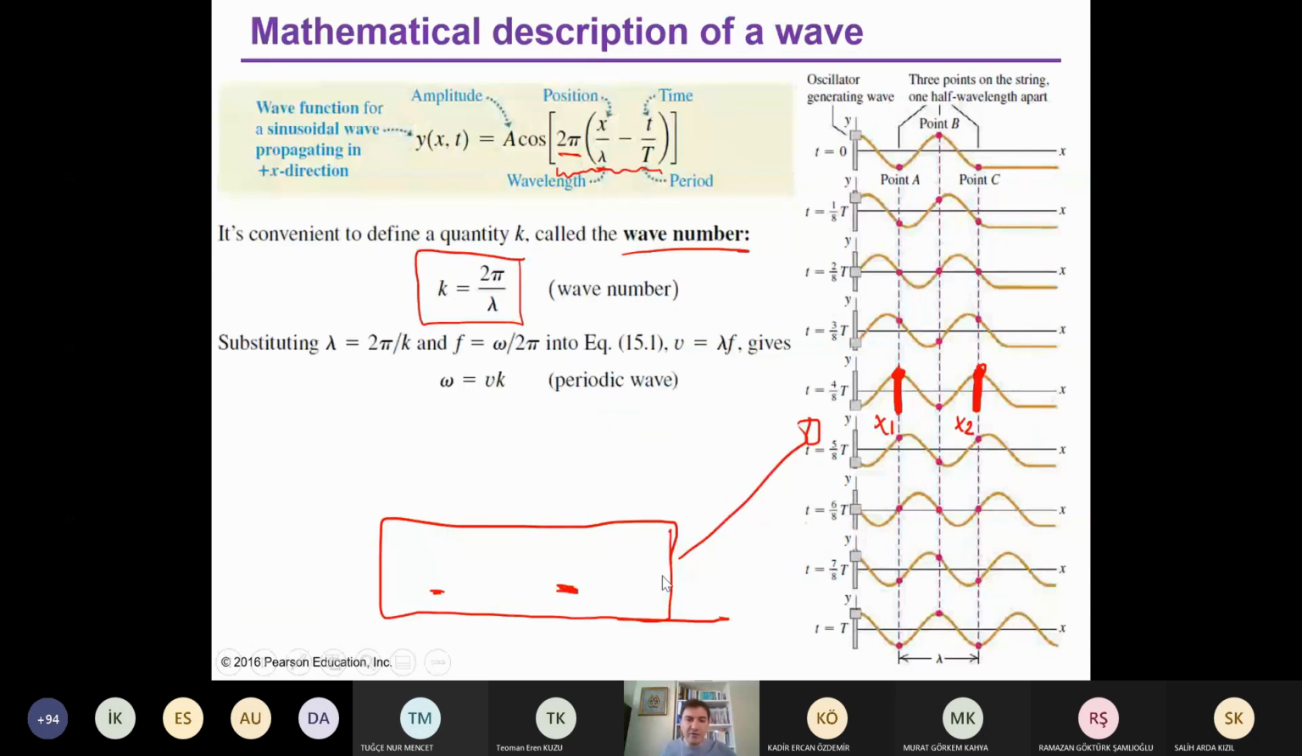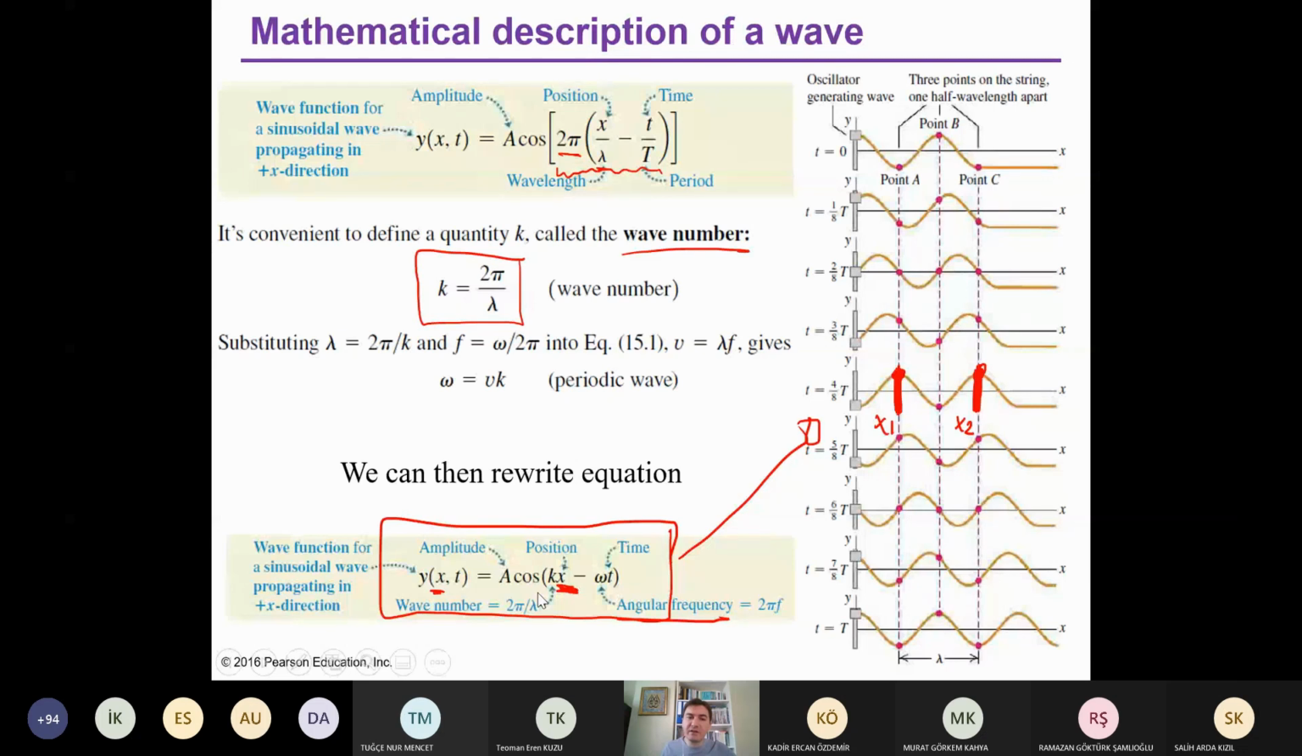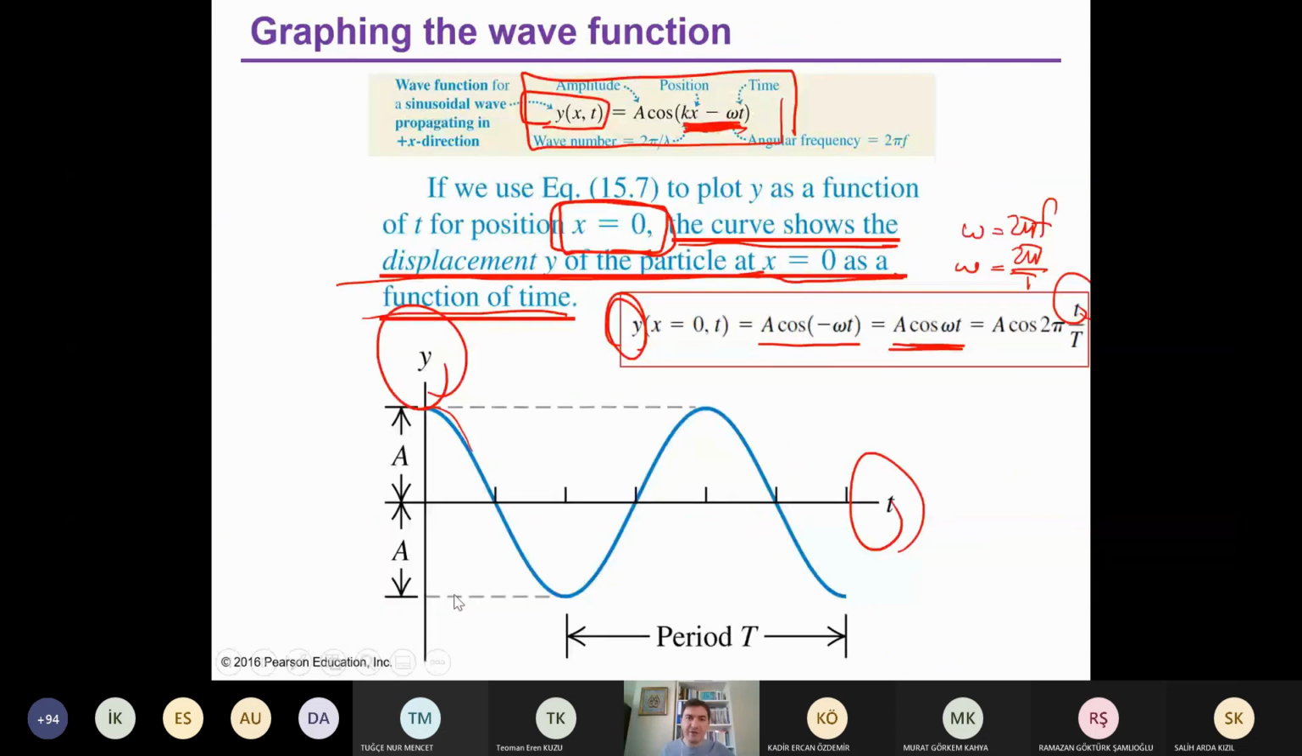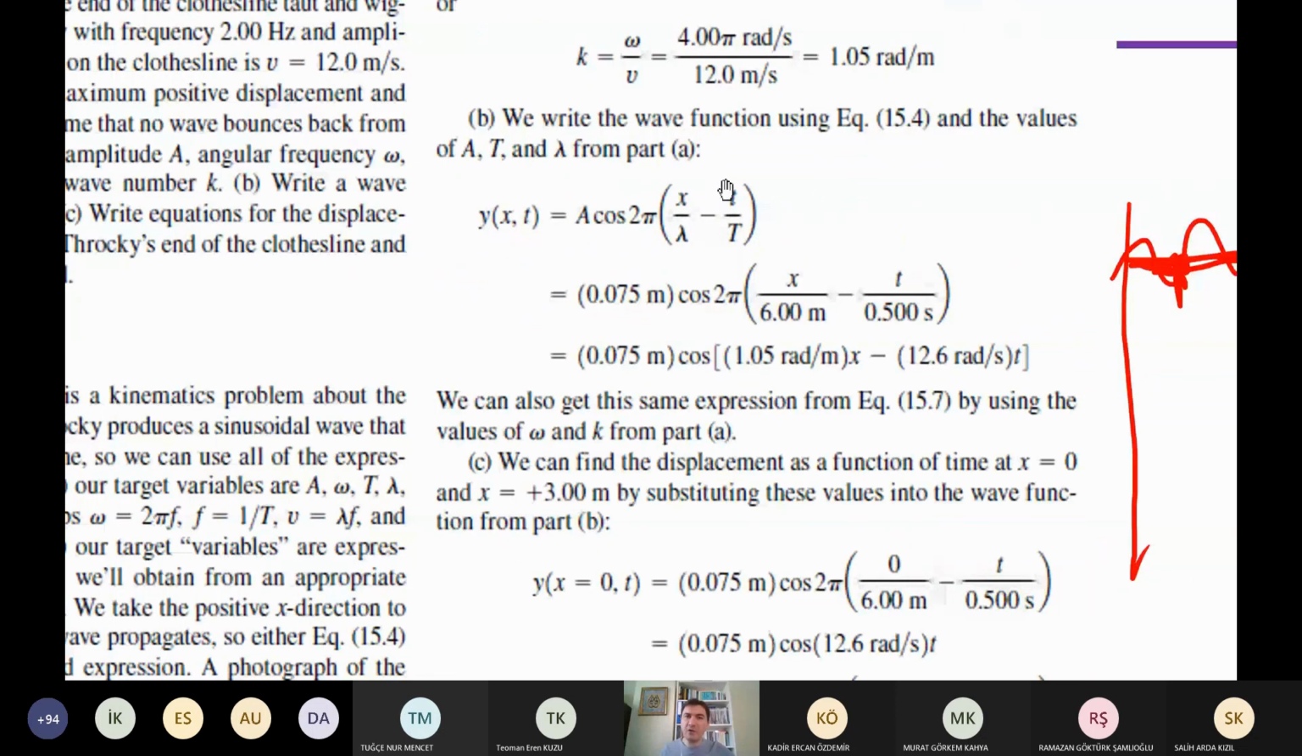So if you know the wave number, the x, the omega, and the time, you can produce the wave function. So we will do that. We use this equation, 15.4, which we have already calculated. The wave function is given by a cosine of 2 pi times x over lambda minus t over period.